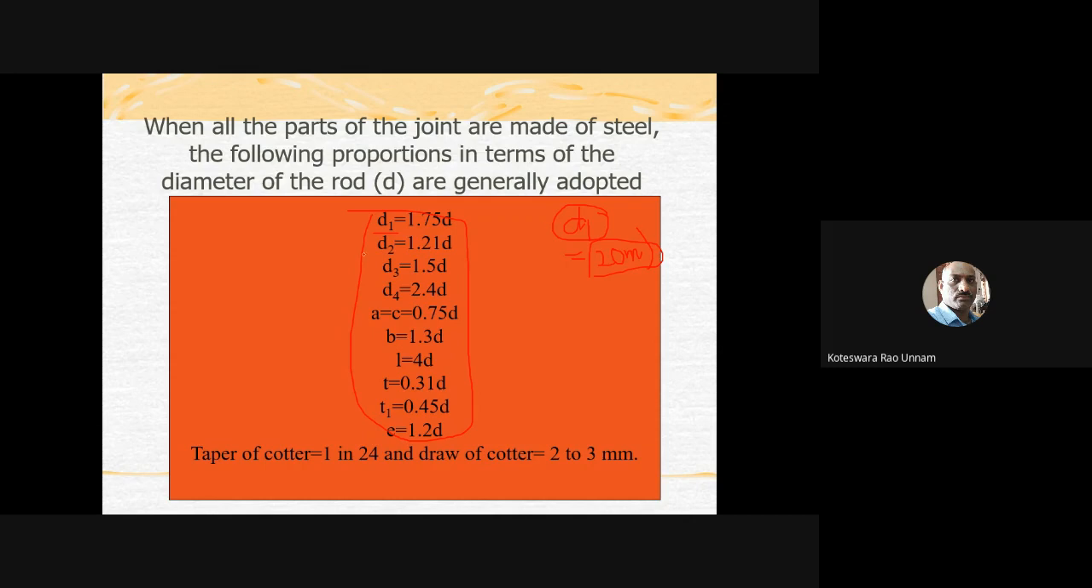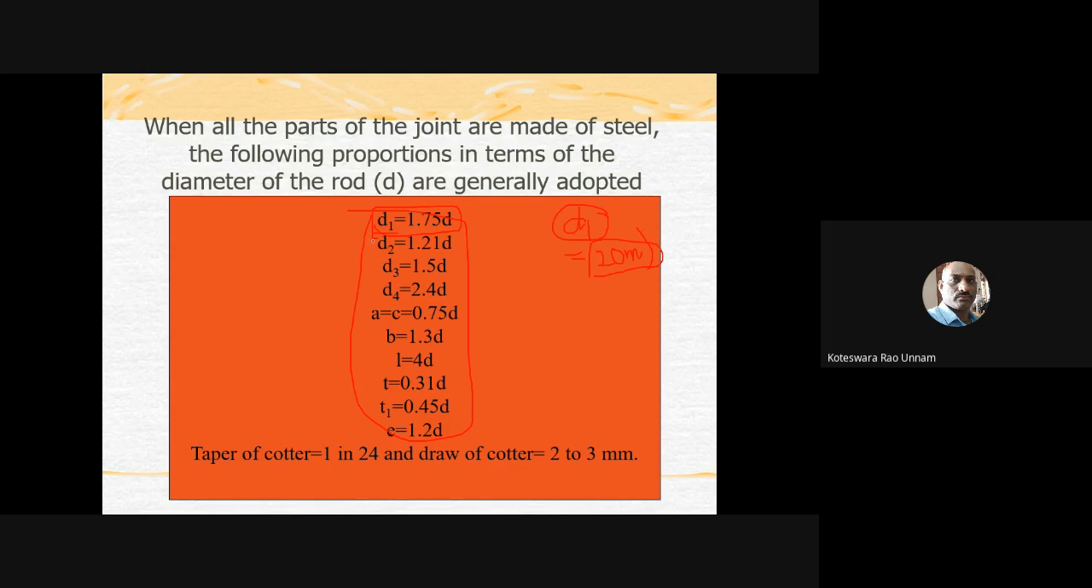So in that case, I'll go for this empirical relation. Once I select the empirical relation, I also need to check whether this new dimension for D1 satisfies the crushing stress criteria or not. Only then can I say that the design is correct or the design is safe.